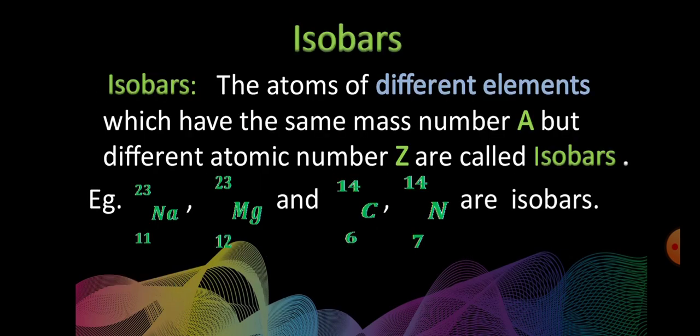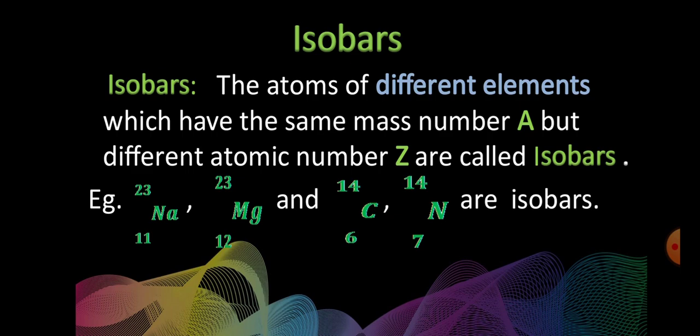Now coming to isobars, the atoms of different elements, I repeat, the atoms of different elements which have the same mass number but different atomic number are called isobars. In the given examples, you see sodium and magnesium have same mass number, that is 23, but different atomic number, that is 11 and 12 respectively. Hence they are isobars. Similar is the case of carbon and nitrogen. Now question to ponder. Find out from the book in page 286 what are mirror isobars.